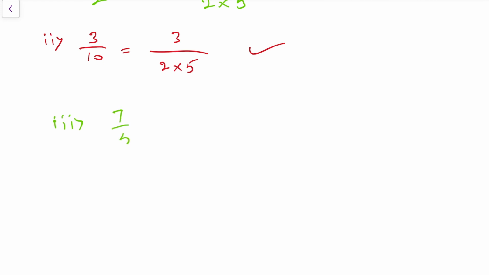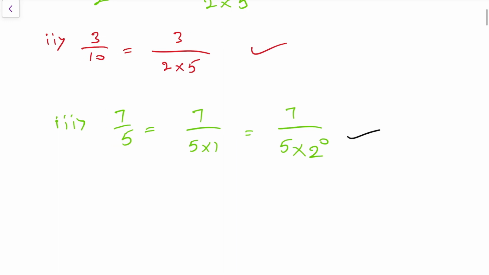Question number 3 is 7 by 5, that is equal to 7 by 5. I am writing it as 5 ones are 5. So that is equal to 7 by 5 into 1. In exponents and powers we have one formula: any number power 0 is 1. So I am replacing this 1 with any number power 0, so I am taking it as 2 power 0. Now I can say that the denominator is in the form of 2 power n into 5 power m, so it has a terminating decimal.